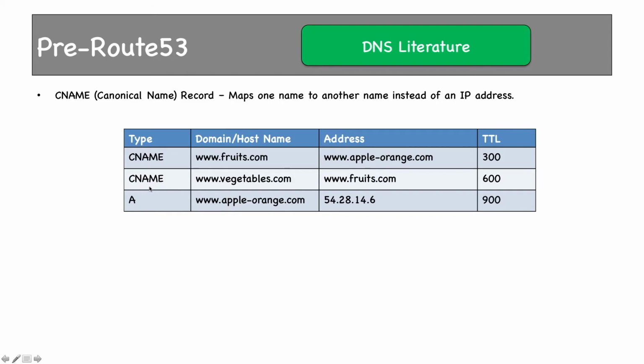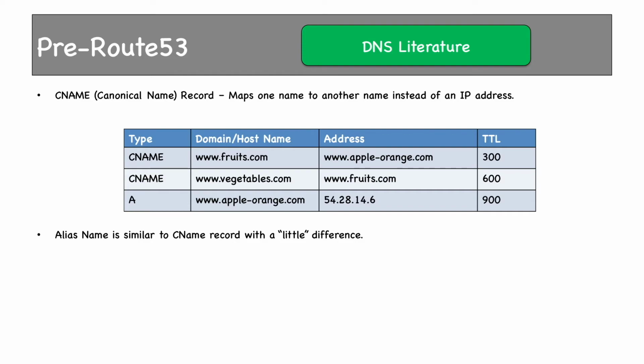You cannot create a CNAME record at zone apex. Zone apex is the domain name which is mapped to your IP address. In this case, www.apple-orange.com is our zone apex. Then we have Alias. Alias name is similar to CNAME record with a little difference. The difference is that you can create Alias record at zone apex. We'll see this during our Route53 demo.